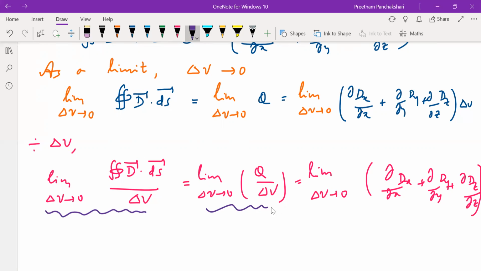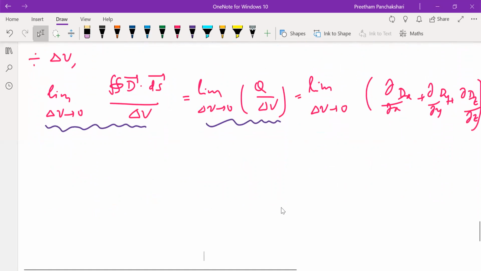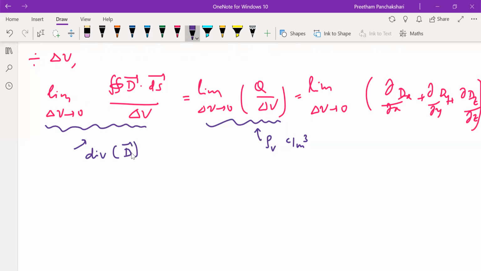The first term and the second term have some physical significance after applying the limit and dividing by delta v. Particularly the second term, charge by volume, coulomb per meter cube: as the volume shrinks to 0, it becomes the volume charge density at the point P. Q is the charge distributed inside the delta V as the volume shrinks to a point. So Q by delta V becomes charge density. The first term becomes the definition of divergence of D. This is the mathematical definition of divergence of a vector D.